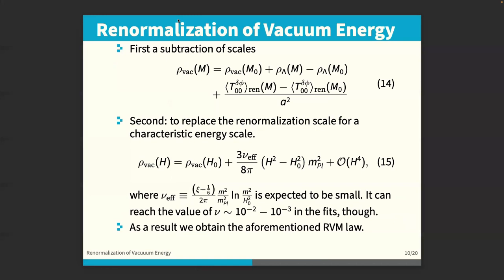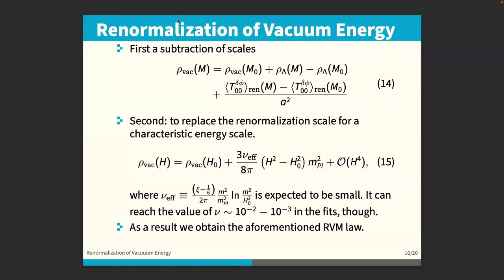Here I have neglected terms beyond H squared, because for the late stages of the universe they are not relevant. Here we have computed this parameter nu effective, which can be computed from this machinery, and it contains this small ratio between the mass squared of the scalar field and the Planck mass. Fits of models incorporating these kinds of parametrizations have stated that this parameter can be as small as 10 to the minus 2, 10 to the minus 3.